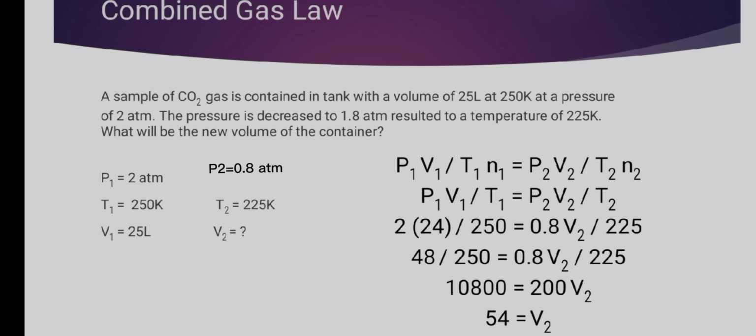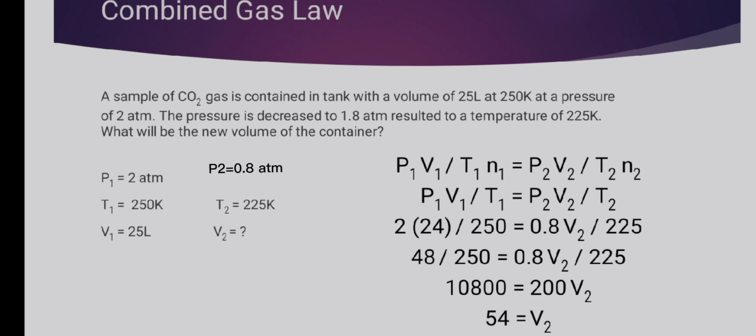A sample of carbon dioxide gas is contained in a tank with a volume of 24 liters at 250 Kelvin at a pressure of 2 atmospheric pressure. The pressure is decreased to 0.8 atmospheric pressure, resulting in a temperature of 225 Kelvin. What will be the new volume of the container? So the general formula is P1V1 over T1N1 equals P2V2 over T2N2. Now we can eliminate the amount of moles because we have no moles in the given problem.